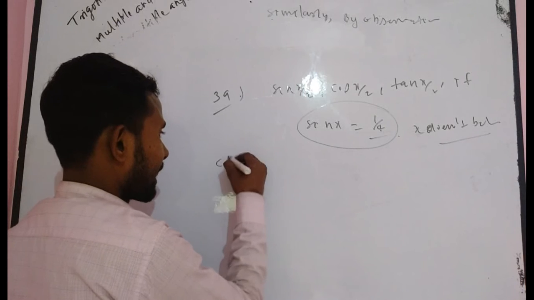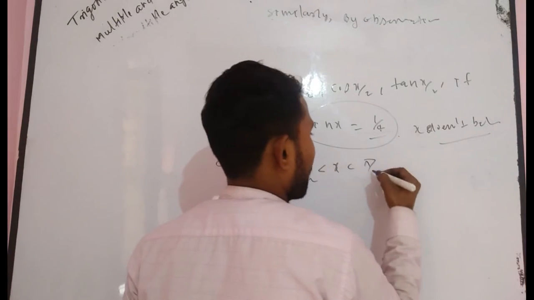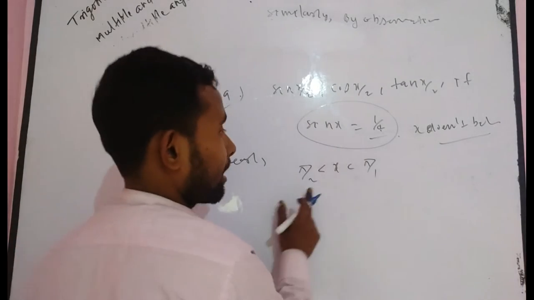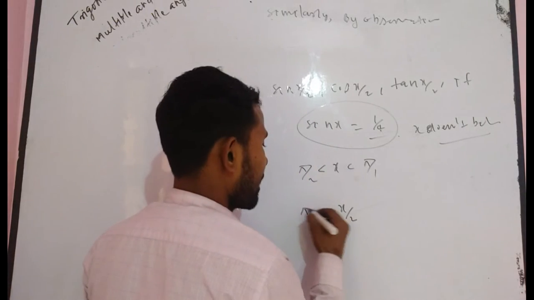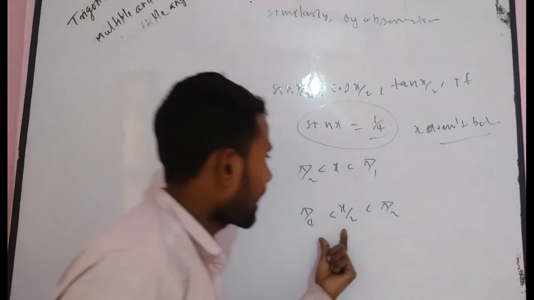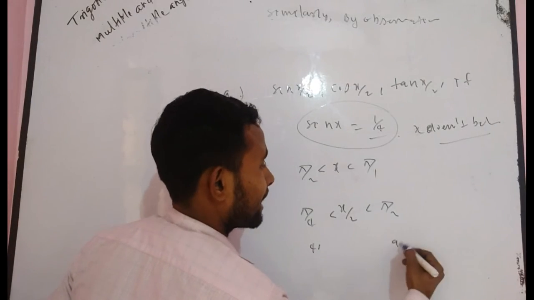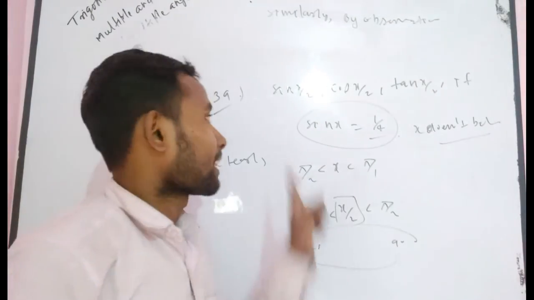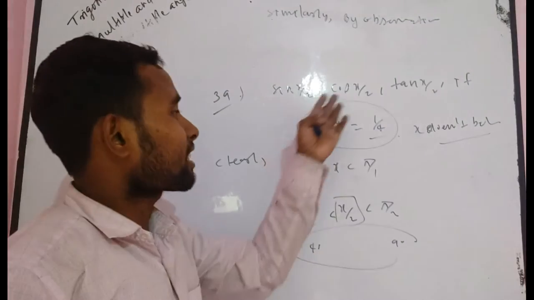Now you have to write it clearly: x lies greater than pi by 2 but less than pi. This is your interval. Then x by 2 lies between pi by 4 and pi by 2 after dividing both sides. Pi by 4 means 45 degrees and pi by 2 means 90 degrees. That means x by 2 lies in the first quadrant, so sin x by 2, cos x by 2, tan x by 2, every one will be positive.